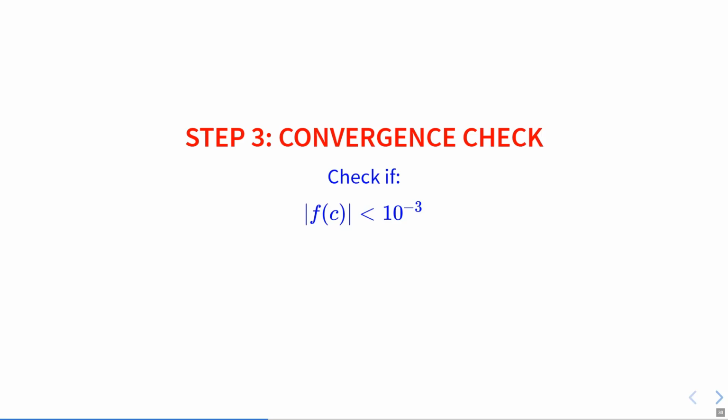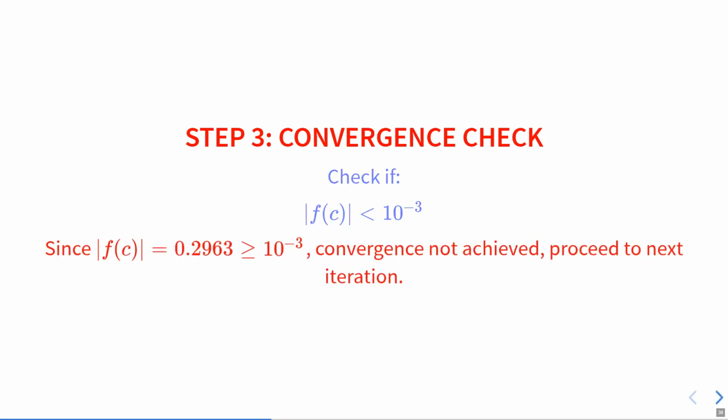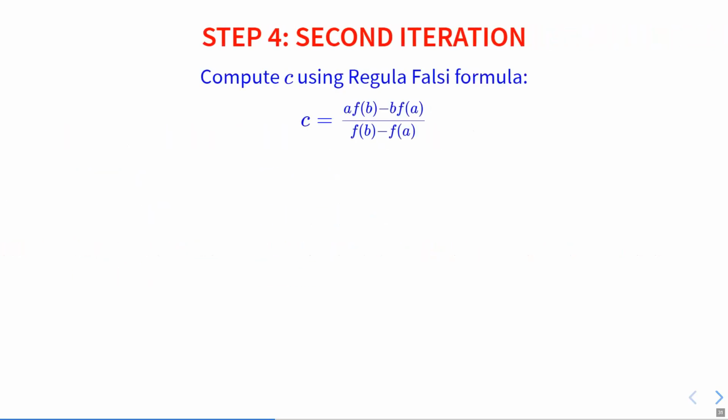Now the next convergence check. If |f(c)| is less than 10 to the power minus 3, then convergence is achieved. Now here f(c) is 0.2963, so convergence is not achieved, so proceed to the next iteration. So now again a is 0, and b becomes 0.333.